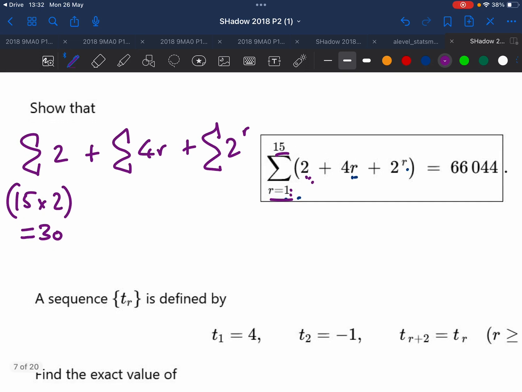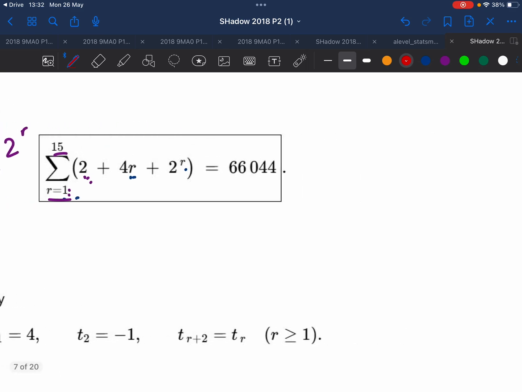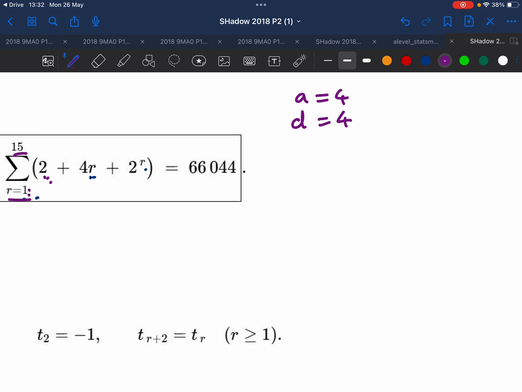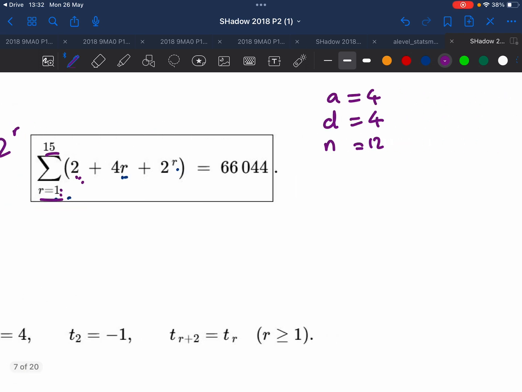Like I said, there's loads of ways you could do this, but I'm going to show you just one way of doing it. So this one over here, if we sub in 1 and look at only this bit, have a think about what happens. You get 4, and then 8, and then 12, and we're being told to add these things together. So this is an arithmetic sequence. 4r makes an arithmetic sequence where a is 4. The difference is 4 as well. And n is 15.